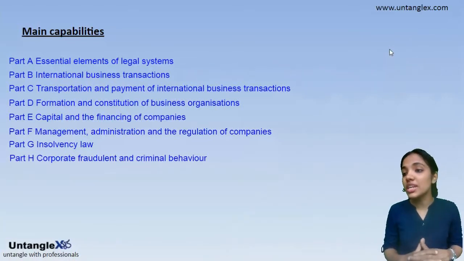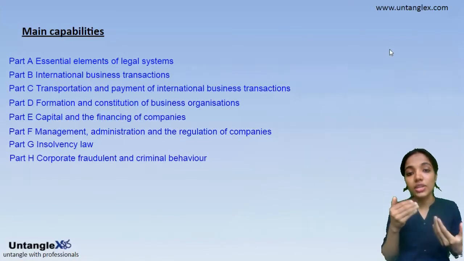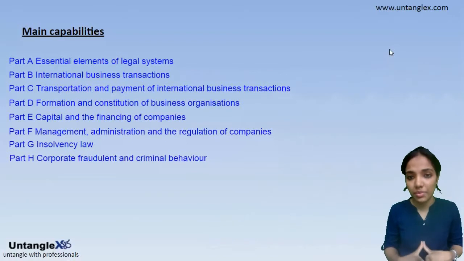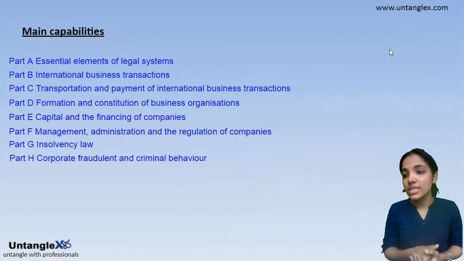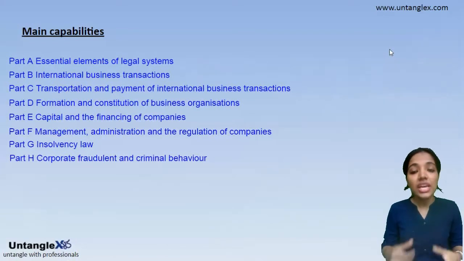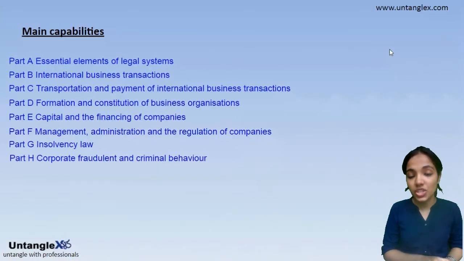In part B, international business transactions, it covers the sale of goods, how a contract is formed, the obligations and remedies of a buyer and seller, and the right to damages. Now part C, transportation and payment in international business transactions. Here the seller is concerned about payment, and it covers the means of payment, that is bills of exchange and letter of credit transactions.